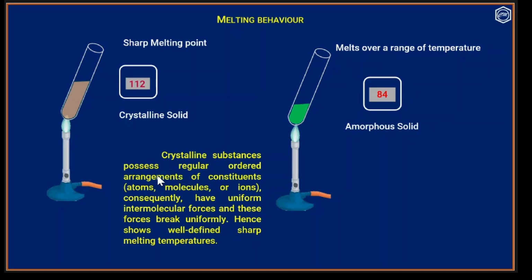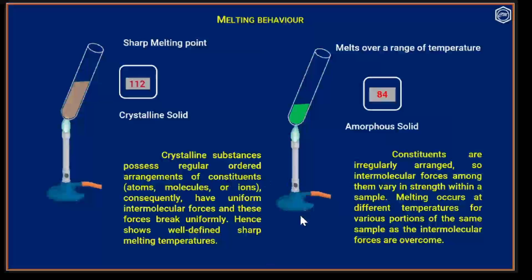Crystalline substances possess a regular ordered arrangement of constituents. Consequently, they have uniform intermolecular forces, and these forces break uniformly. Hence it shows a well-defined sharp melting temperature. On the other hand, in an amorphous solid, the constituents are irregularly arranged. So intermolecular forces among them vary in strength within the sample. Melting occurs at different temperatures for various portions of the same sample as the intermolecular forces are overcome.